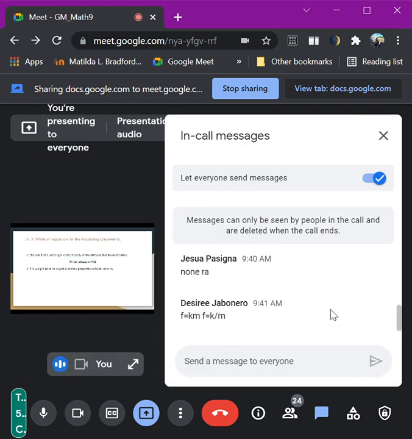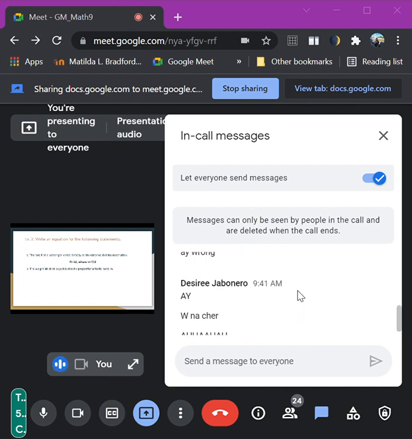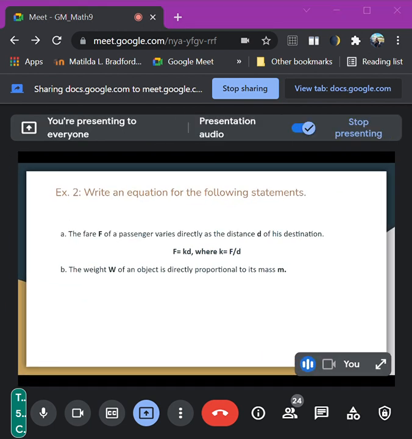F is equal to K times M. Is it F or W? Okay, so it's W. So you have there, that is correct. So you can have W is equal to K times M, so K is equal to W over M. So to get your constant, you're going to have your weight over your mass.